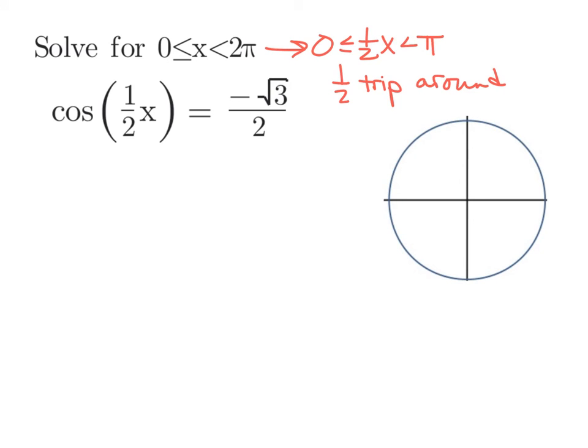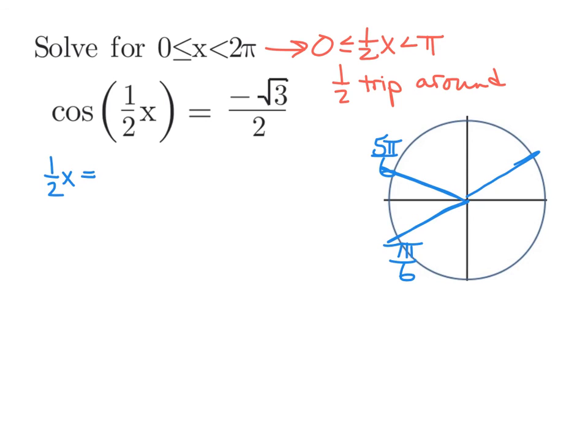So when we're solving the cosine of 1/2 x is equal to negative root 3 over 2, well, cosine is root 3 over 2 right here at pi over 6, which means it's negative root 3 over 2 over here in the second quadrant and also in the third quadrant. So the pi over 6 that's in the second quadrant is 5 pi over 6, and the one that's in the third quadrant is 7 pi over 6. Those are our 2 solutions for one trip around the circle.